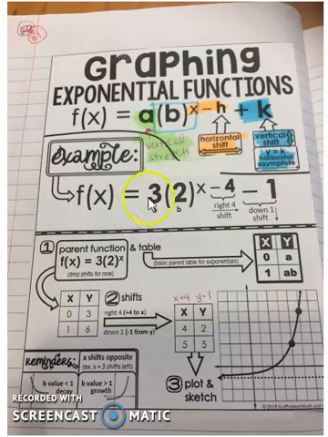So we have an example here, 3 times 2 to the x minus 4, minus 1. Our parent function then is going to be 2 to the x. Our vertical stretch is going to be by 3. It's going to move right 4, and it's going to move down 1. This also means that your horizontal asymptote is now going to be at y equals negative 1.